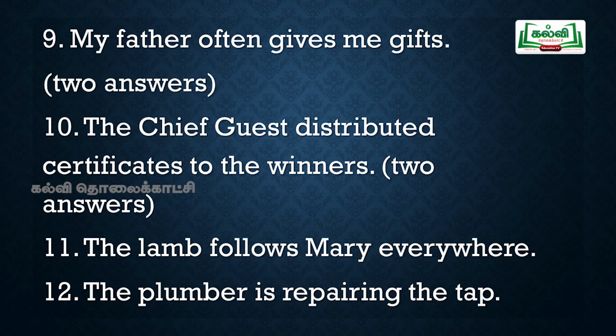So மறுபடியும் நமக்கு passiveல ரெண்டு ஆன்சர் வருது. So answer number 1 பார்க்கலாம். The chief guest distributed what? Certificates. So certificates distributed past tense. So நமக்கு வந்து passiveல were distributed வரும். Were ங்கிறது plural verb. So certificates were distributed to the winners. யாரால? By the chief guest. So this is answer number 1.